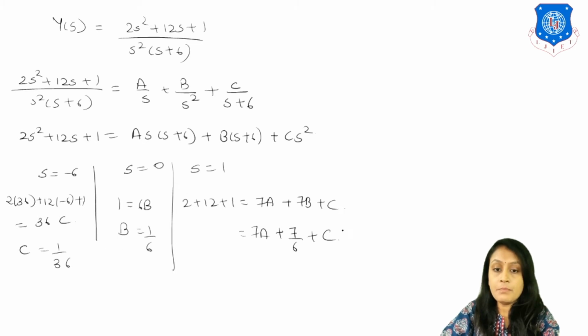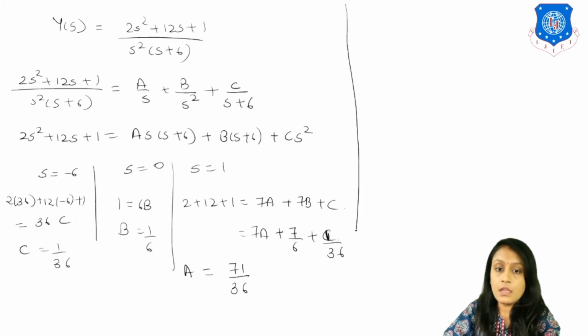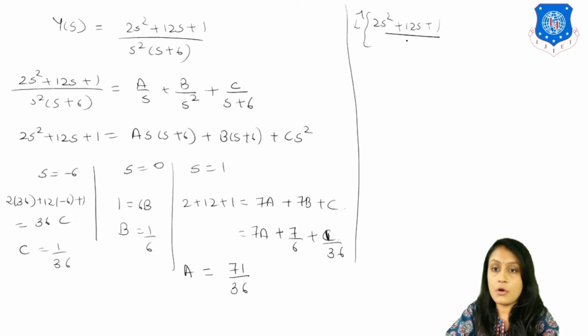So we also know the answer of C is 1 upon 36. Okay, simplify everything. So you will get the answer of A as 71 upon 36. Correct? Now I'll substitute the answers of A, B and C over here and apply the Laplace inverse. So Laplace inverse of (2s square plus 12s plus 1) upon s square into (s plus 6).